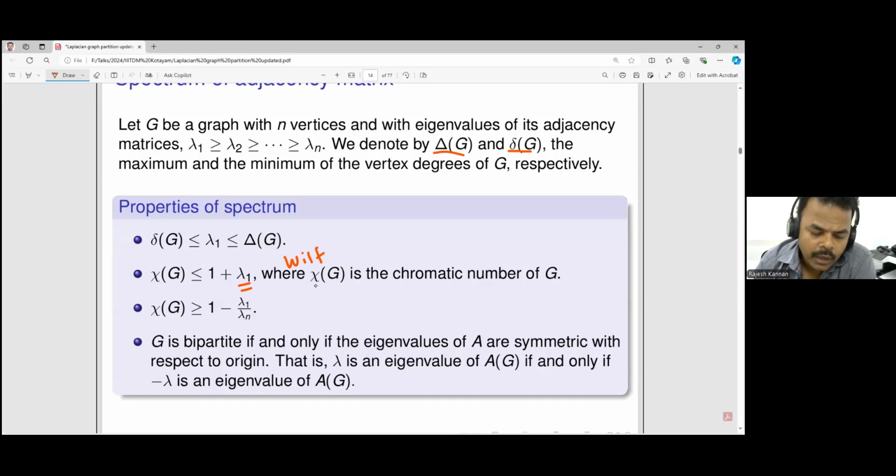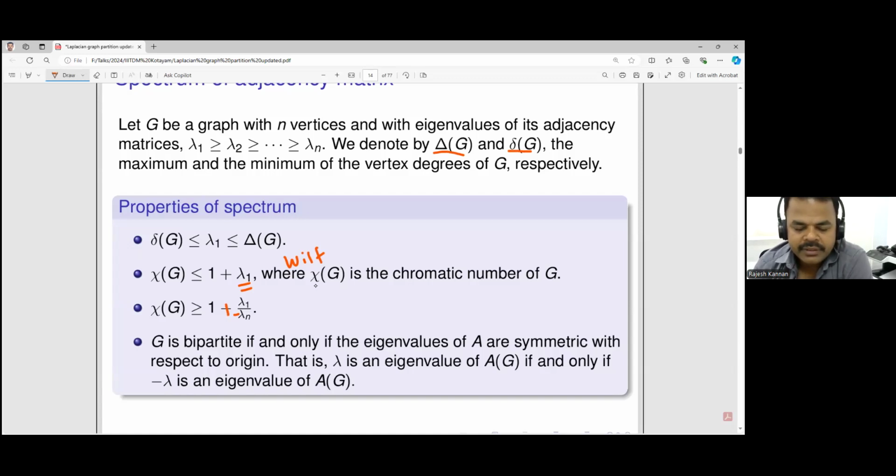Similarly, one can give a lower bound for the chromatic number using the eigenvalues. Here lambda 1 denotes the largest eigenvalue, and lambda n denotes the smallest eigenvalue. The chromatic number should be at least 1 minus lambda 1 by lambda n. It looks a little strange, since you're giving a lower bound for a positive quantity by 1 minus something, but this entire quantity is positive because lambda 1 is positive if G has at least one edge. Since the trace of the matrix A is 0, lambda n should be negative. So the proper way to write this is 1 plus lambda 1 by minus lambda n. Lambda n is negative, so minus lambda n is positive, and you get a positive quantity.